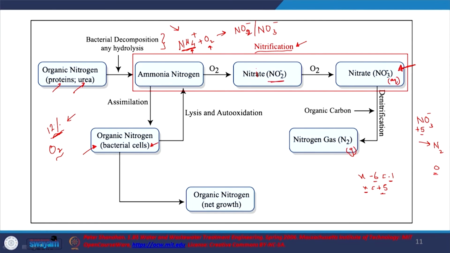So here it is going to N2, or being reduced to N2. Since it is being reduced, it needs a source of electrons, an electron donor. So what is the electron donor? It has to be carbon from the wastewater, or any source of organic carbon which is relatively reduced. So this is the electron donor and this is the electron acceptor.